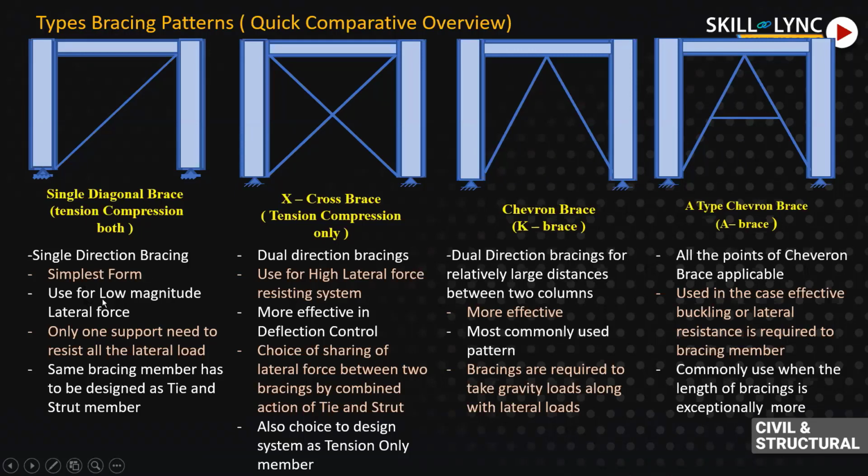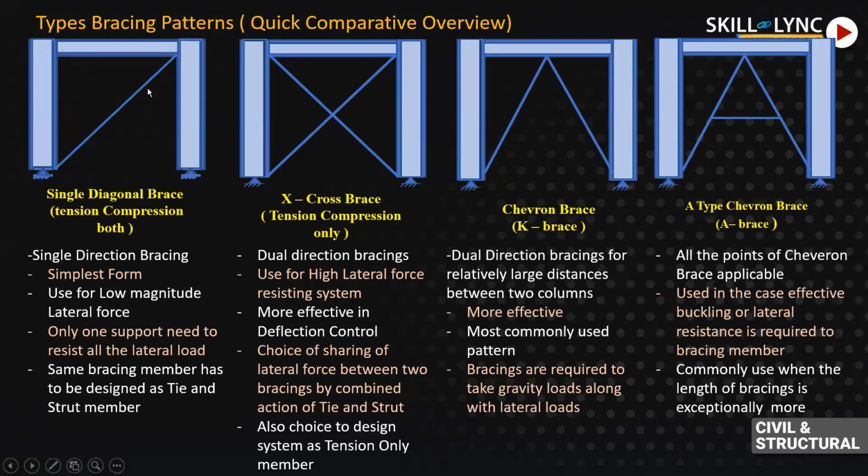It is the simplest form, used for low magnitude lateral force, obviously because the same brace has to take the compression and tension both. Hence, it is used to take lower magnitude lateral forces. Only one brace needs to resist all the lateral loads, because when the loads come, this brace is going to take all the lateral loads transferred. Here there will not be any transfer of the lateral load, so it will go this way, through this only. The same bracing member has to be designed as a tie and strut member. As we have discussed, a tie is the member which should be designed for the tension force, and a strut is the member which should be designed for the compression force.